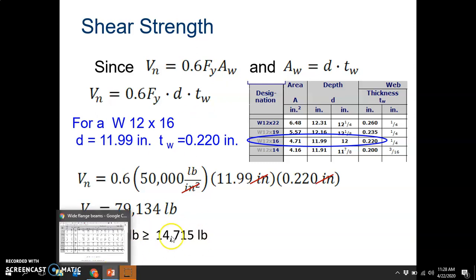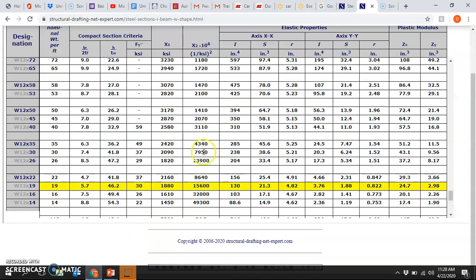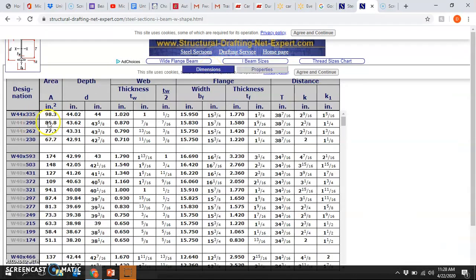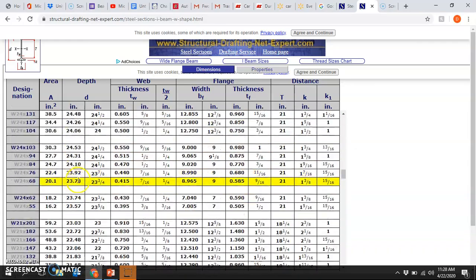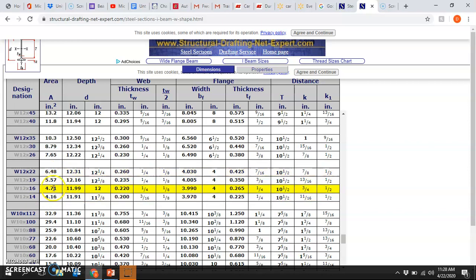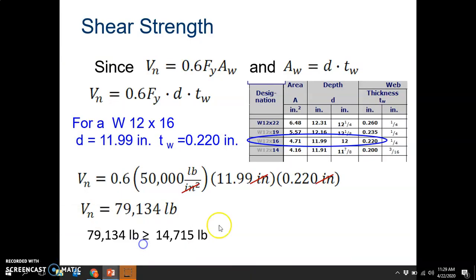If you want to see where we get these numbers from using the website, you won't find it here, right? This is the weight per pound. We actually have to go to the top and go to dimensions. And it's frustrating because it goes to the top, so you have to scroll all the way down to the W12 by 16 again. W12 by 16, and here's where you see the depth and the area of the web. Okay, let's keep moving.